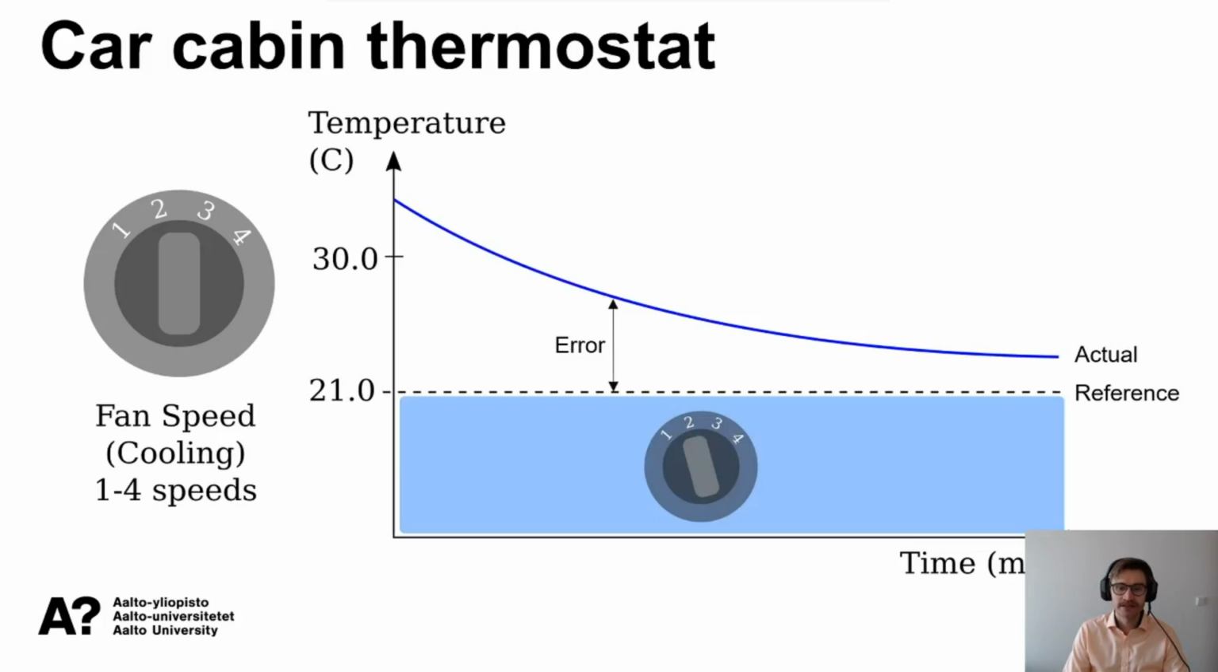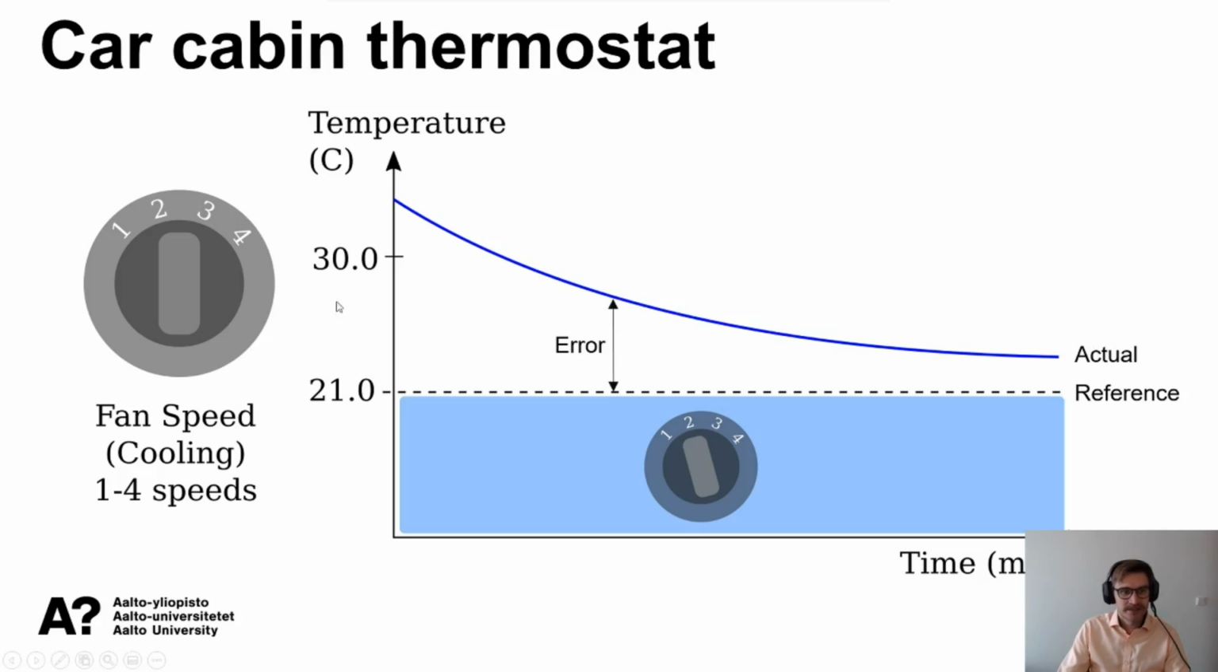So I have this example of a car cabin thermostat, not a cabinet. When you're in the car during summer and it's really hot when you get into the car, you want to cool it down as fast as possible to a nice cool temperature.